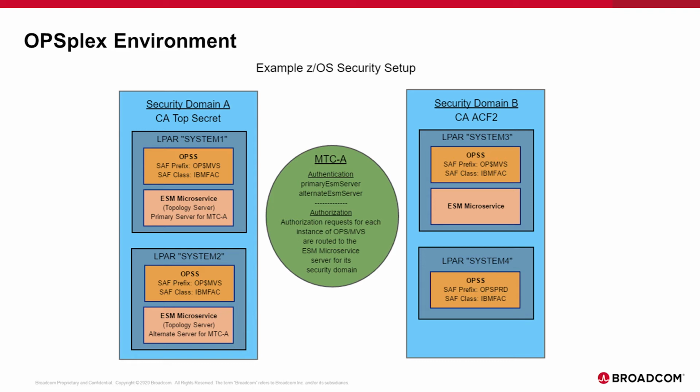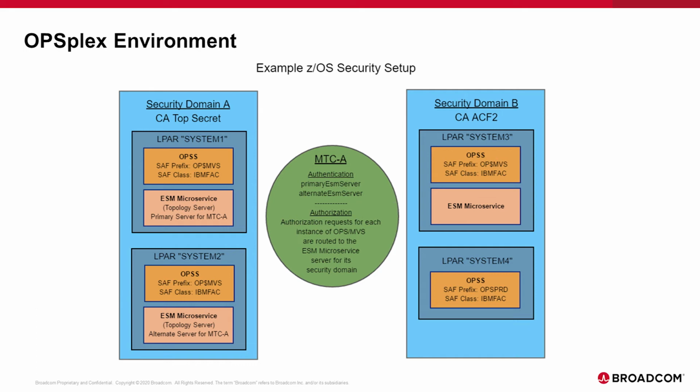The primary and alternate ESM servers must both be topology servers. What we mean by topology servers is that these instances of the ESM microservice have been configured to include a mapping of z/OS LPARs to other instances of the ESM microservice. This allows MTC-A to check authorization on other systems without requiring you to duplicate the list of ESM microservice instances in your MTC-A configuration. This video won't cover the configuration for the ESM microservice instances, but check the links in the video description for more information.